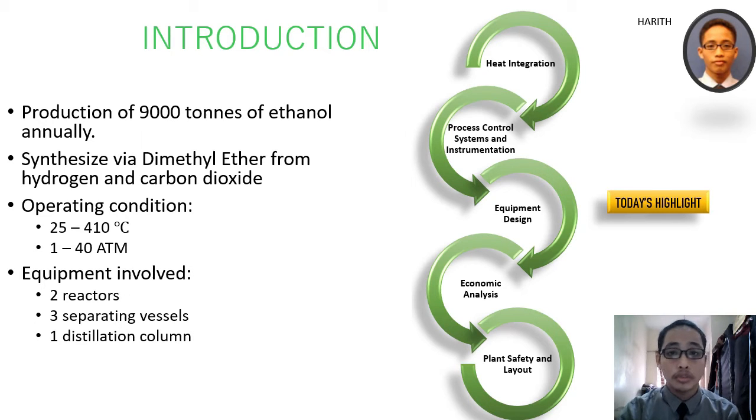The equipment used throughout the process includes 2 reactors, 1 distillation column, and 3 separating vessels. The final product is estimated to be 99% purity of ethanol. Today, we will be presenting on heat integration, process control system and instrumentation, equipment design, economic analysis, and finally, plant safety and layout.